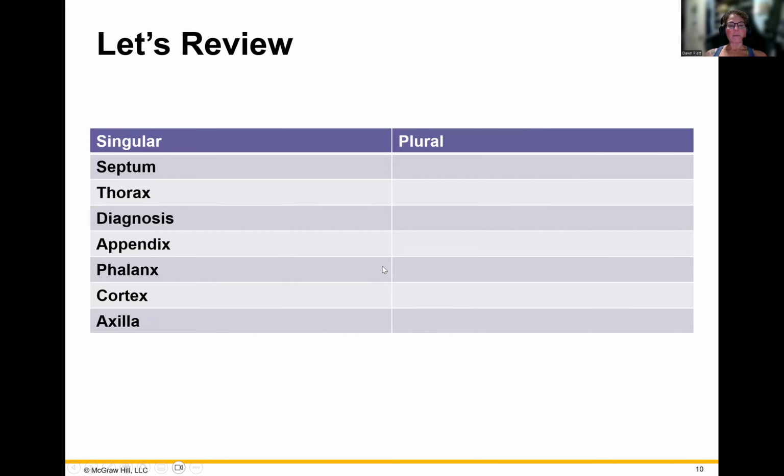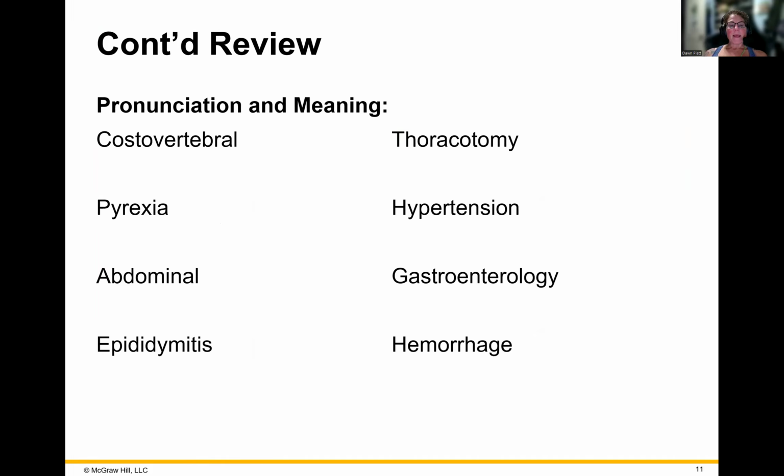Sorry about that flip there. So this is just if you want to do it, you can do it. Just a review of the singular versus plural forms. Where can you find this information? It's still on page 17 of your textbook if you wanted to figure that out or do this assignment. It's not required, just fun. And then we have some pronunciations and meanings. So let's talk about these pronunciations and meanings.